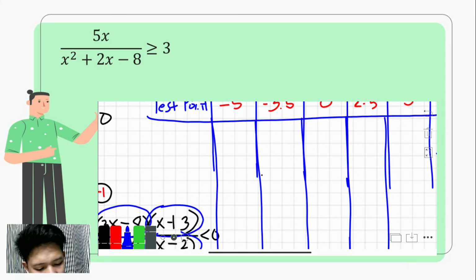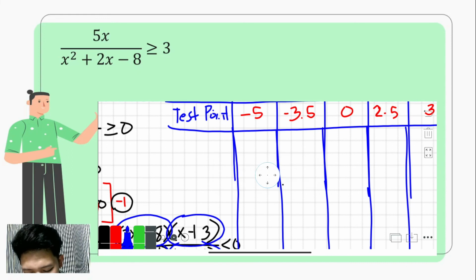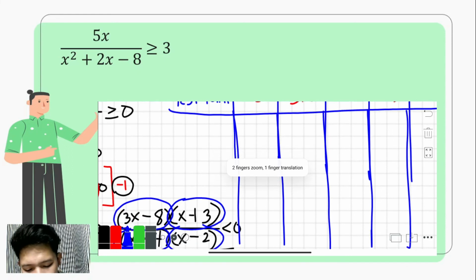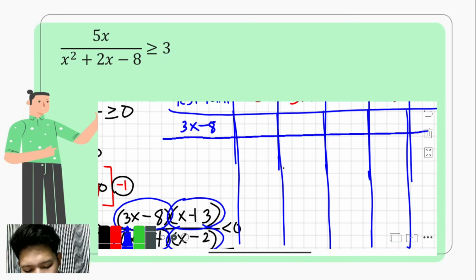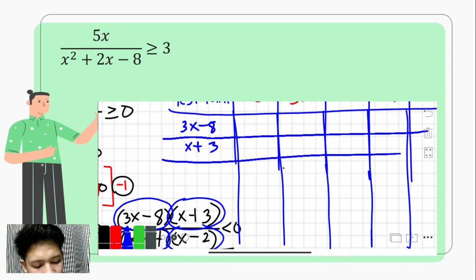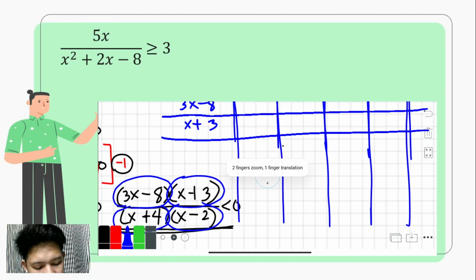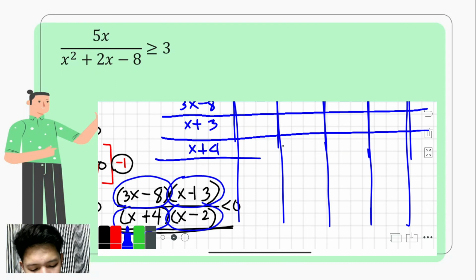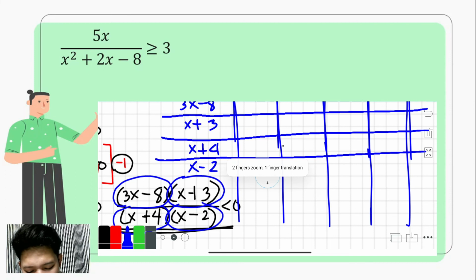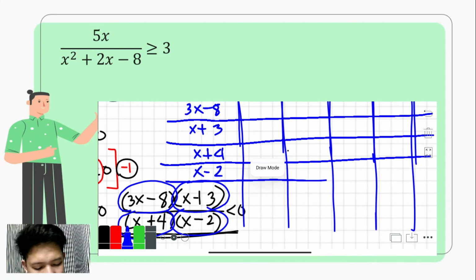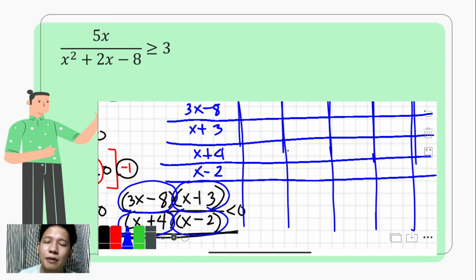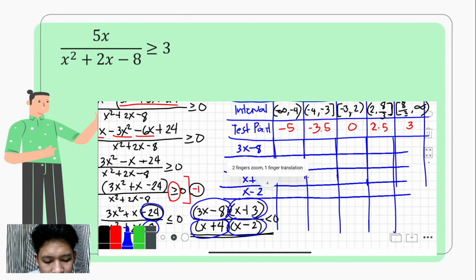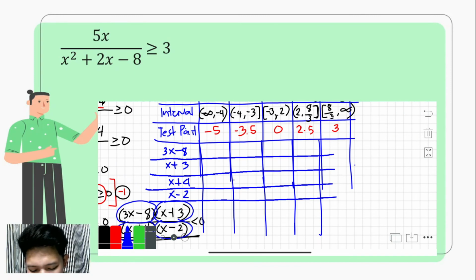So that would be, first one is 3x minus 8. Second one is x plus 3. Medyo madami ito. X plus 3, and then the other one would be x plus 4. And then, last one is x minus 2. Okay? And then yung huli ay yung buong inequality. Okay? So, let us have this. Completein ko lang yung lines.